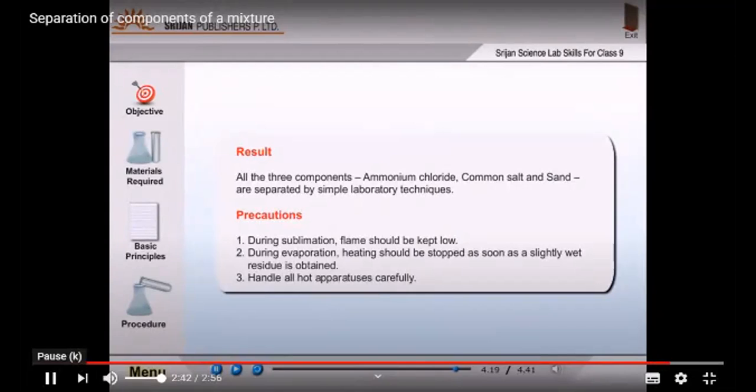Precautions: during sublimation, the flame should be kept low. During evaporation, heating should be stopped as soon as a slightly wet residue is obtained. Handle all hot apparatuses carefully.